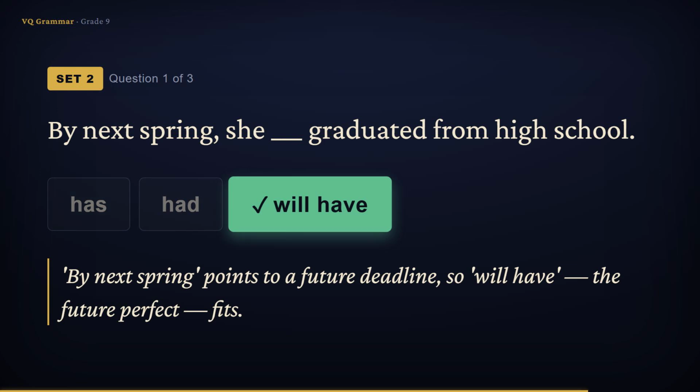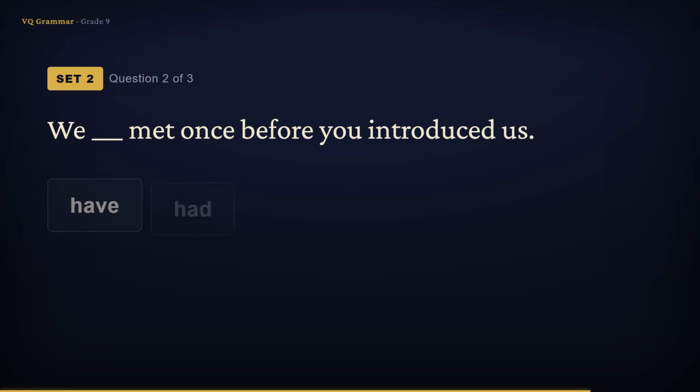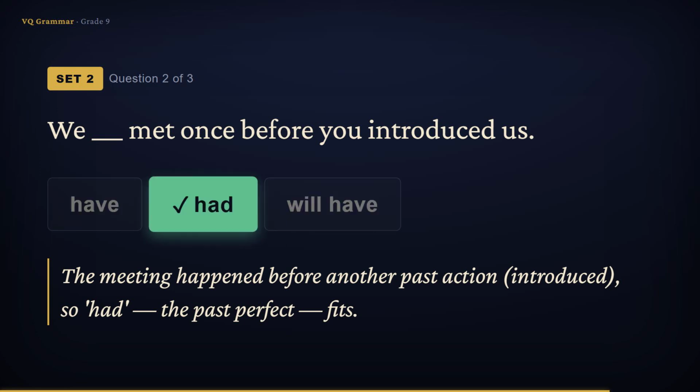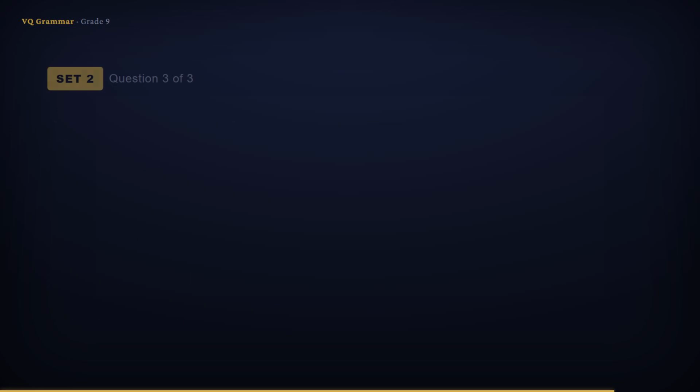She will have graduated. We blank met once before you introduced us. There are 2 past actions here, the meeting and the introducing. The meeting came first, so we need the past perfect to mark that earlier event. The answer is had. We had met.